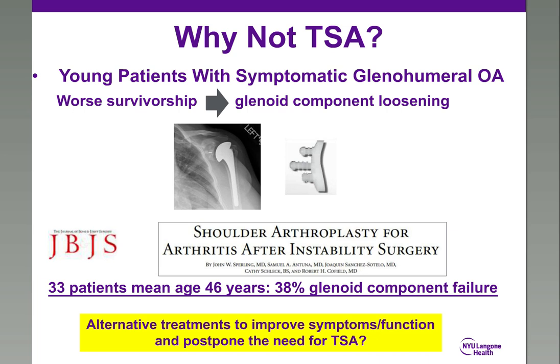So it leads us to this question that you see at the bottom of our slide here. Are there alternative treatments available to improve symptoms and function in the short term and hopefully delay or avert the need for a total shoulder arthroplasty in the longer term? And that's where we're going to go from here.